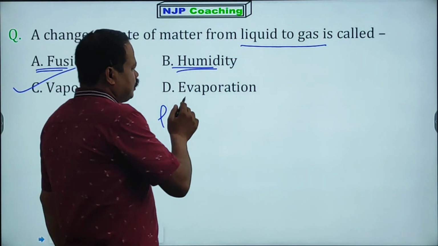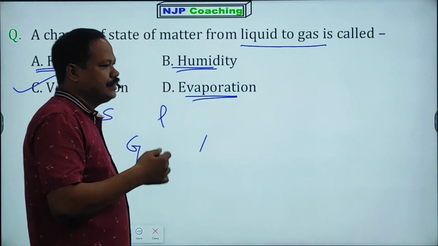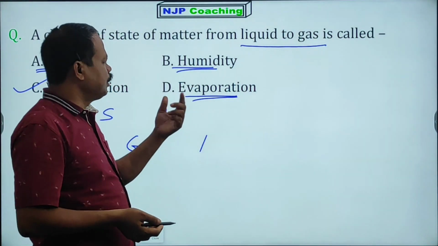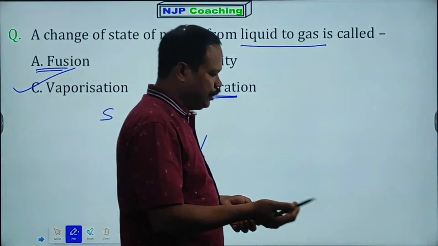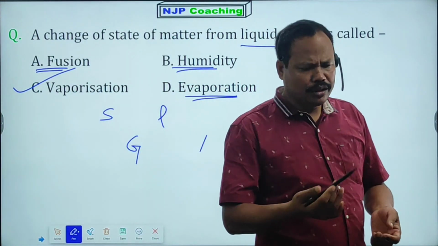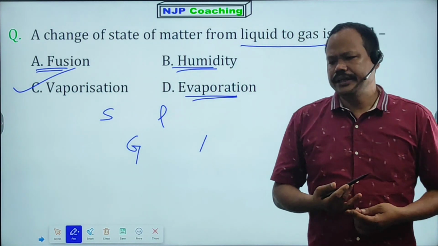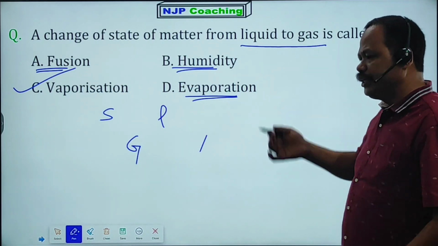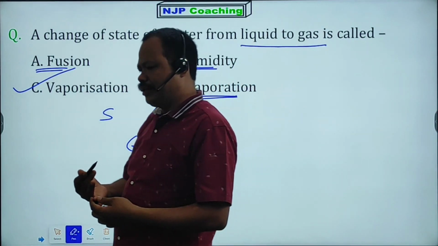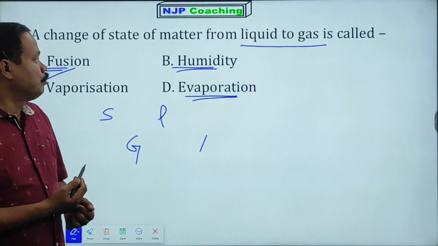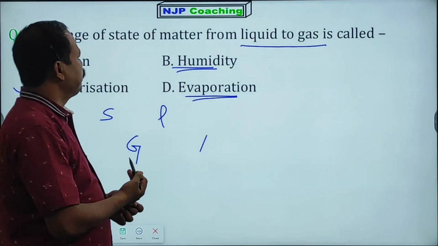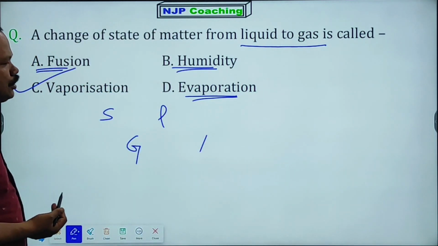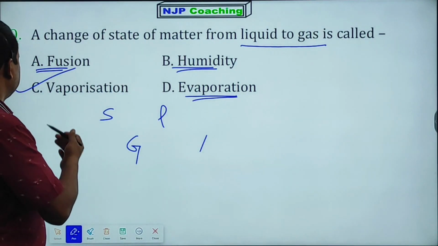And evaporation, this is a process when liquid changes to gas. But normally we call it evaporation when it happens below the boiling point of a liquid. When a liquid is converted to gas below its boiling point, then we call that process evaporation. So for this question, when a matter changes from liquid to gas, that is vaporization, boiling. So C is the right option.